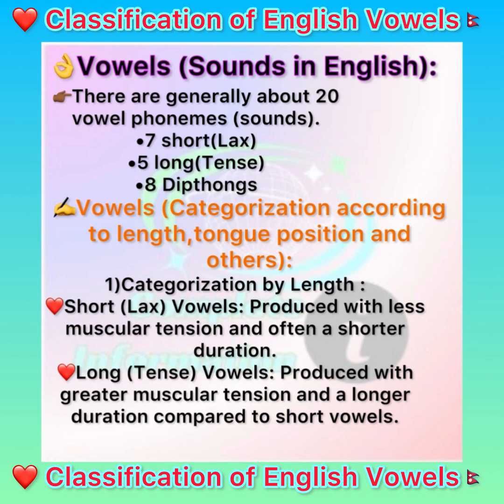First is categorization by length. In this, the first one is short, lax vowels. These are produced with less muscular tension and often a shorter duration. Now long or tense vowels. These are produced with greater muscular tension and a longer duration as compared to short vowels.